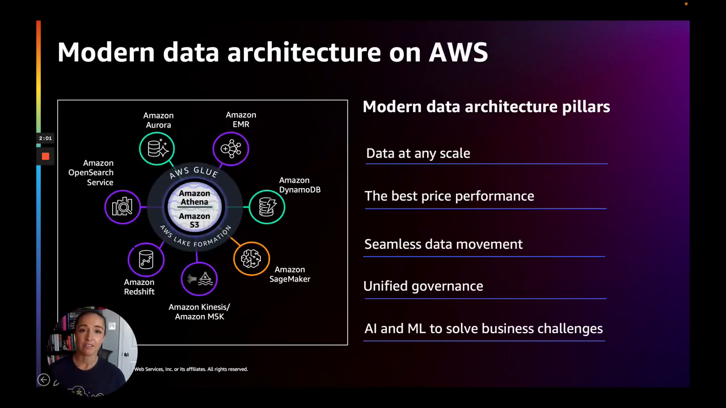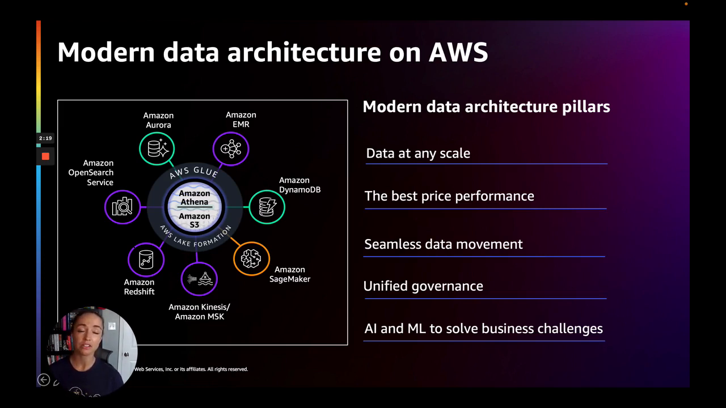At a very high level, this is how the modern data architecture translates to AWS services. It can be defined with 5 key pillars. The first is data at any scale. You can use Amazon S3 to build exabyte-scale data lakes on the cloud.